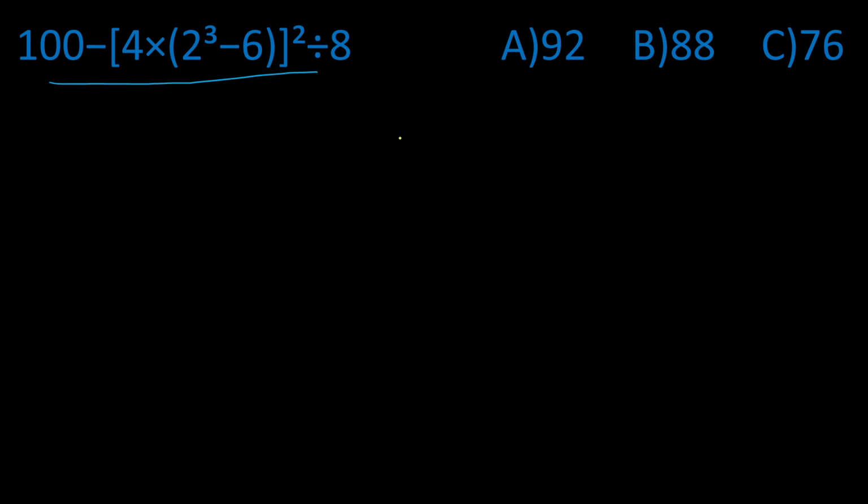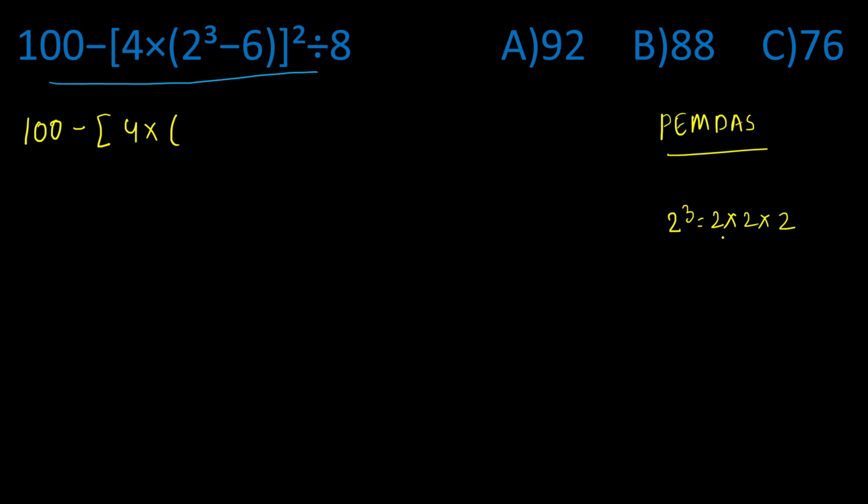Time's up. Now we are solving with the help of PEMDAS, or you can say order of operations. There are multiple ways, so we will solve step by step. 100 minus bracket 4 times 2 cube. 2 cube is nothing but 2 times 2 times 2, 2 times 2 is 4, and 4 times 2 is 8. We can simply write 8 here, minus 6 square divided by 8.